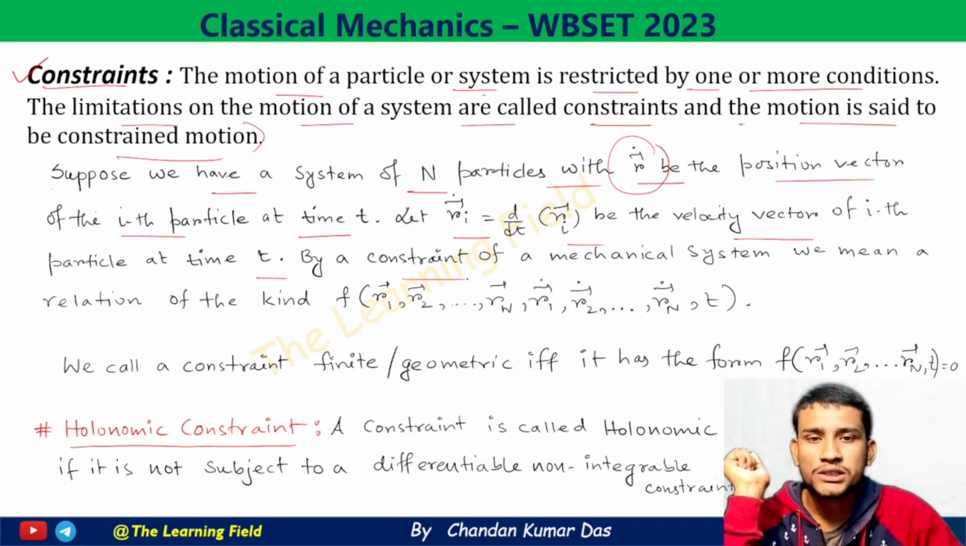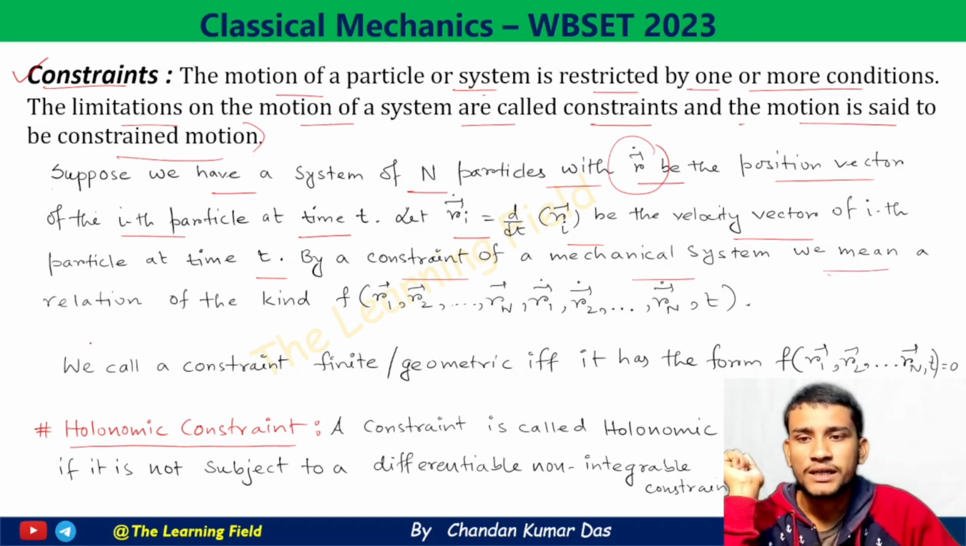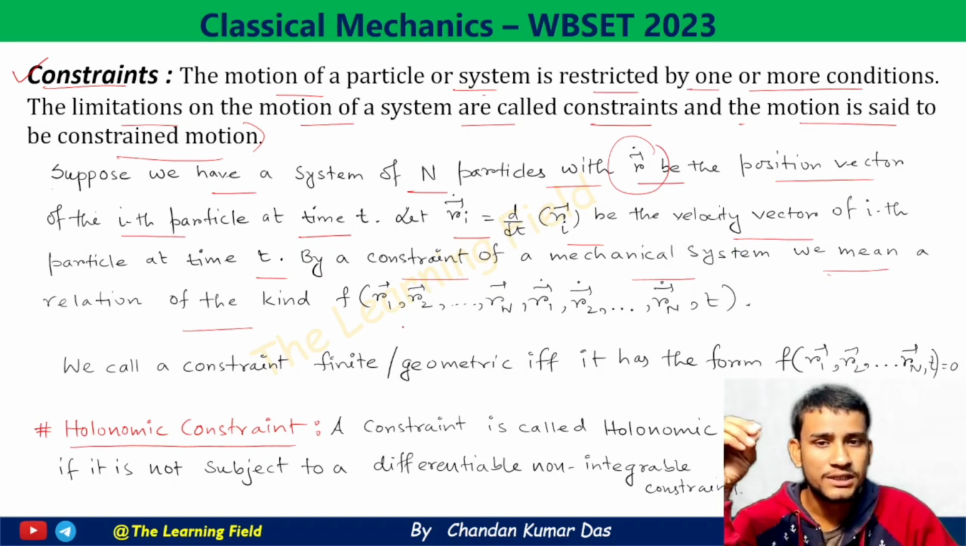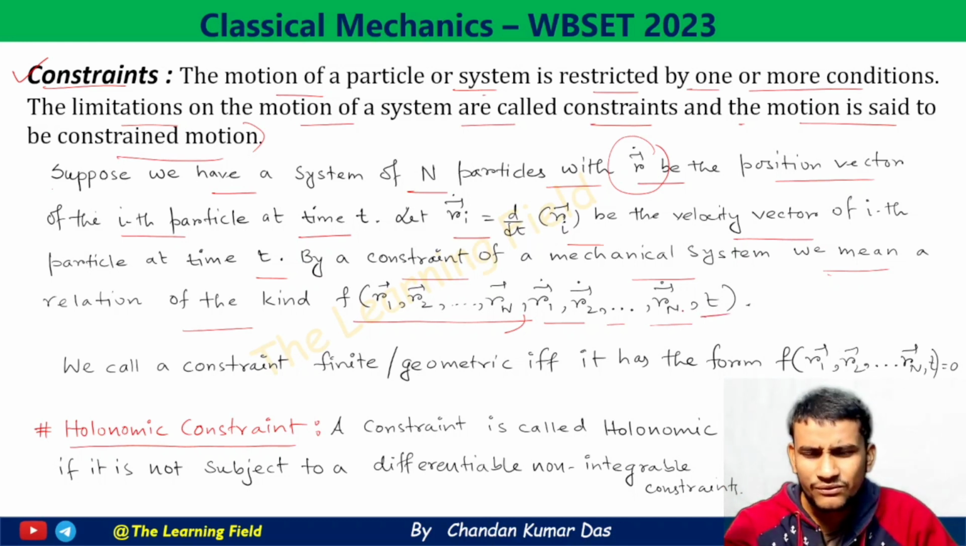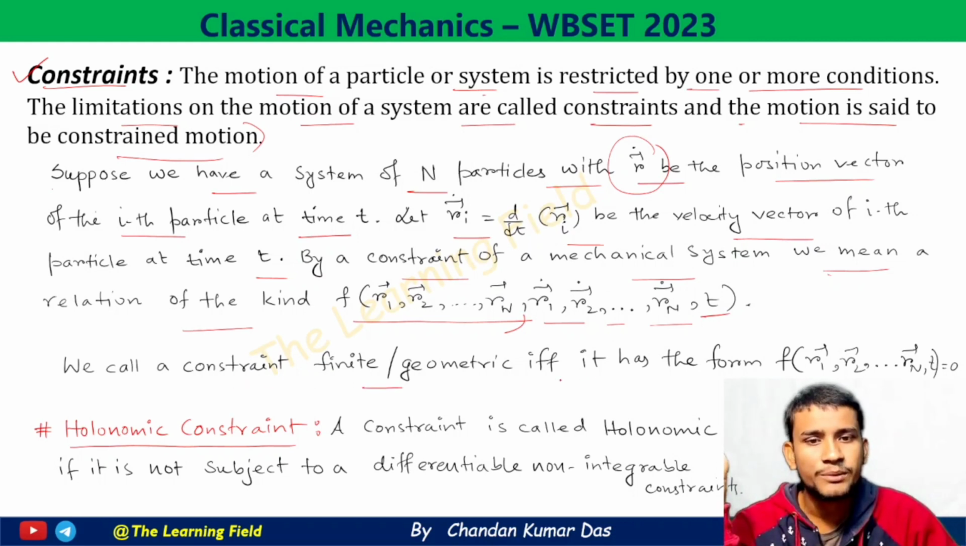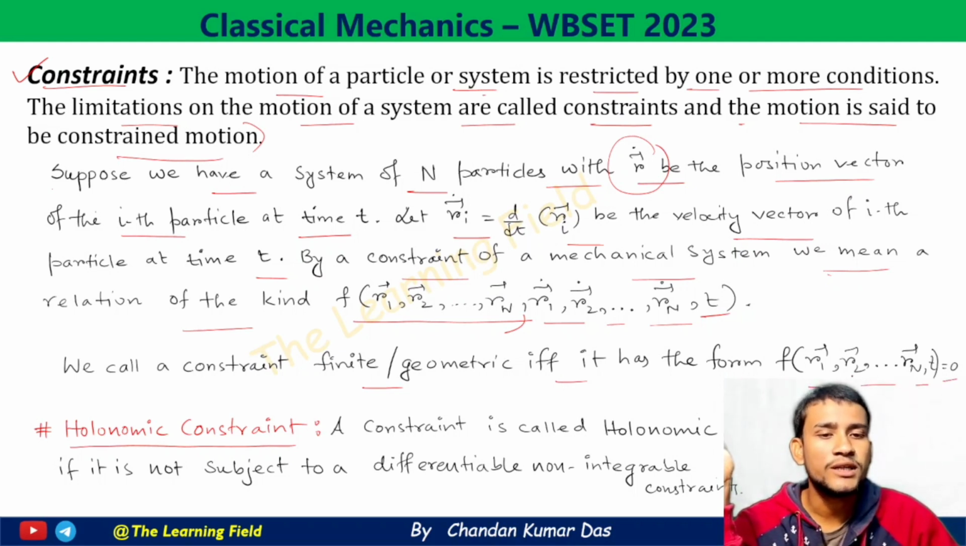Okay, by a constraint of a mechanical system we mean a relation of the kind f of r1, r2, ..., rN, r1 dot, r2 dot, ..., rN dot, and t. These are the position coordinates, and r1 dot, r2 dot and so on are the derivative velocity vectors, and t is the time. Okay, this is the function type. We call the constraint finite or geometric if and only if it has the form f of r1, r2, ..., rN, t equal to 0. That is, if this function is free from the derivative terms, free from the velocity vectors, then we call it a finite constraint or geometric constraint.